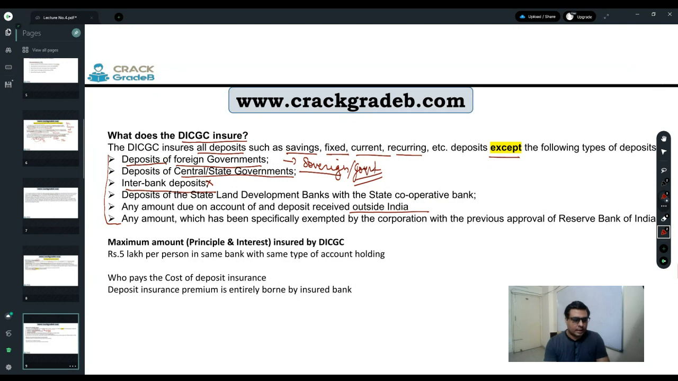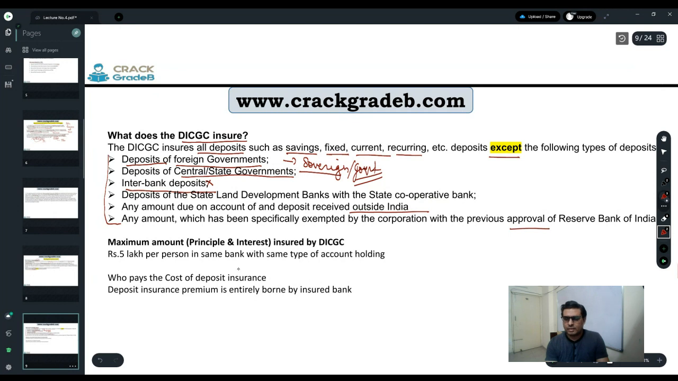Next is the amount which is specifically exempted by the corporation with the previous approval of the Reserve Bank of India. So anything which is under the Reserve Bank of India is definitely not required to be insured, because it is already having the approval of what?